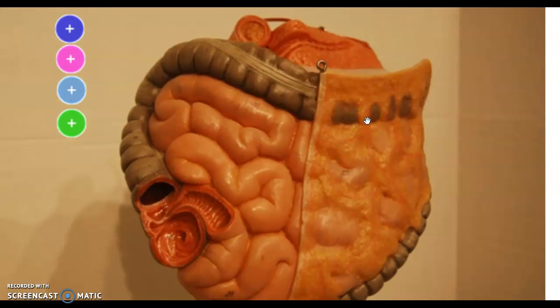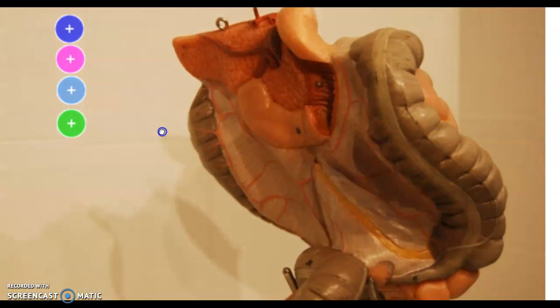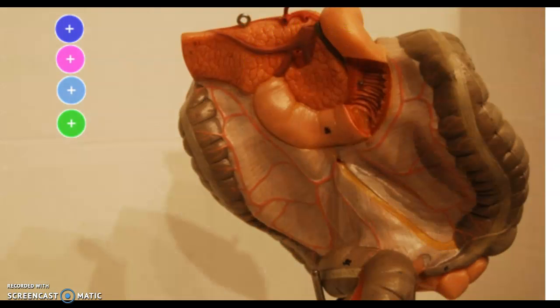Now, it's actually super cool. It has all these blood vessels and lymphatic vessels in it. So that is why it's on this model. So the first part of the small intestine is the duodenum. And the stomach would be sitting right here. The pyloric sphincter would be draining chyme in there. So let's spin this around. And here's the duodenum.